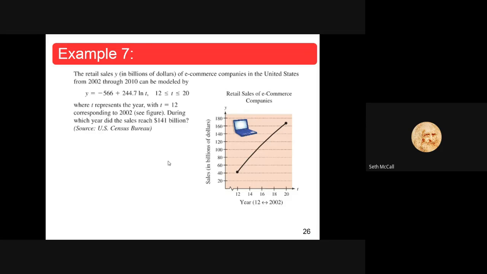I think as you thought through this problem, you would realize that e-commerce has only gotten bigger and bigger. I mean, just look, the world's richest man is an e-commerce person, Jeff Bezos with Amazon, and you can see malls are closing down all over the place. So I would be curious to see if this was extended another 10 years where we would be. But T represents the year, with T equals 12 corresponding to 2002.